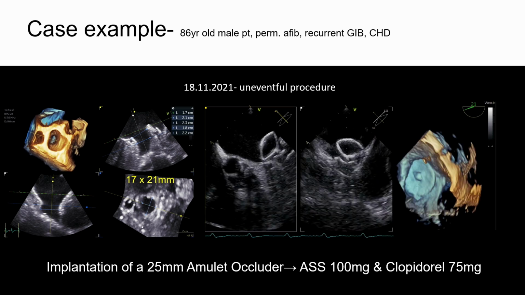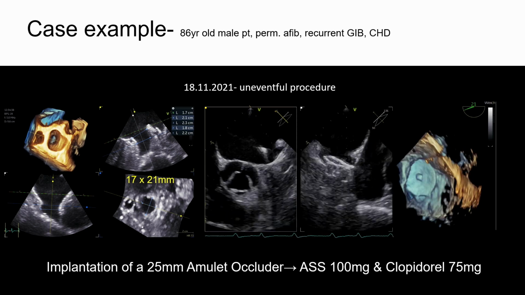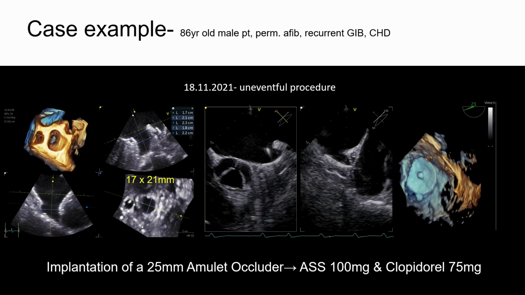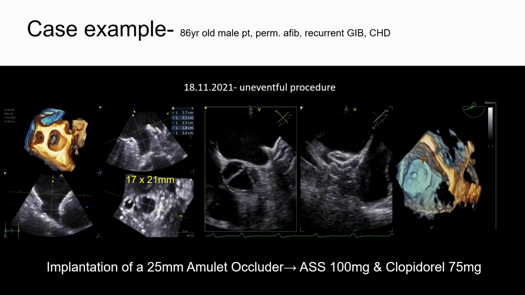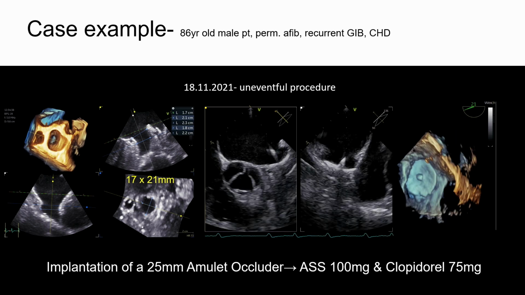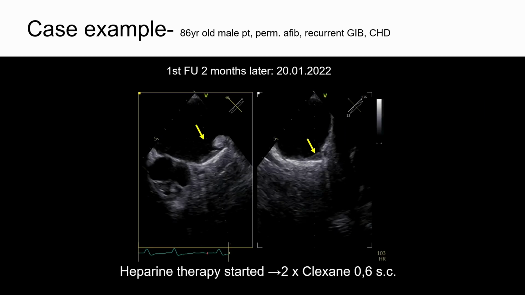It's an 80-year-old man, so a typical patient, permanent atrial fibrillation, recurrent gastrointestinal bleedings. This is the implantation. It was very uneventful. You see, we don't have a high rim. The implantation of a 25 millimeter Amplatzer occluder. The patient was sent home with aspirin and clopidogrel, dual platelet and coagulation.